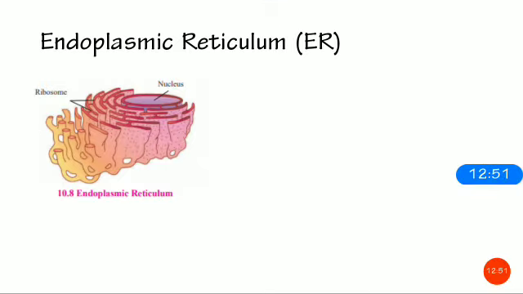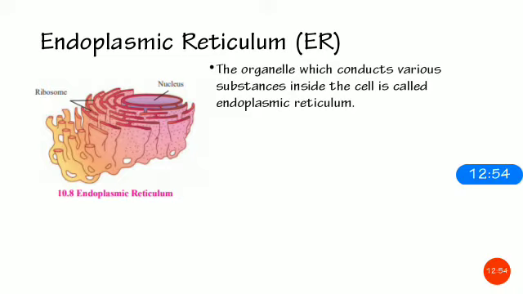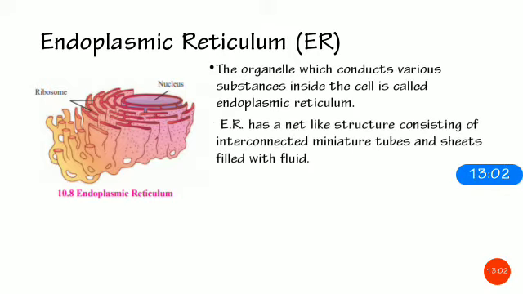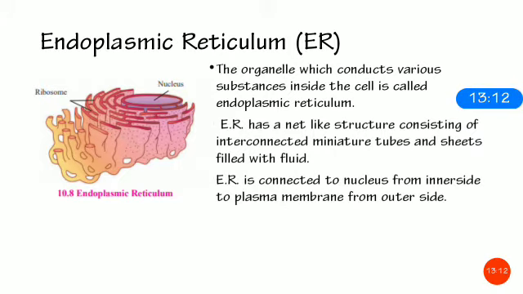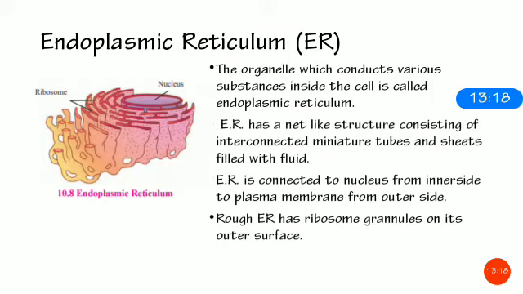All right. So let us see about these also. So the organelle which conducts various substances inside the cell is called endoplasmic reticulum. And what is the function of it? We'll see this also. ER, that is endoplasmic reticulum, has a net-like structure consisting of interconnected miniature tubes and sheets filled with fluid. And ER is connected to the nucleus from the inner side to the plasma membrane on the outer side. And rough ER has ribosome granules on its outer surface.